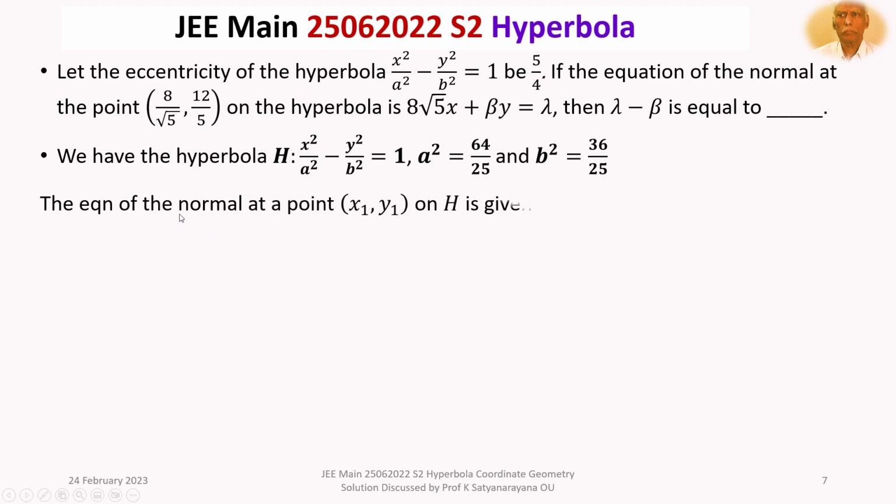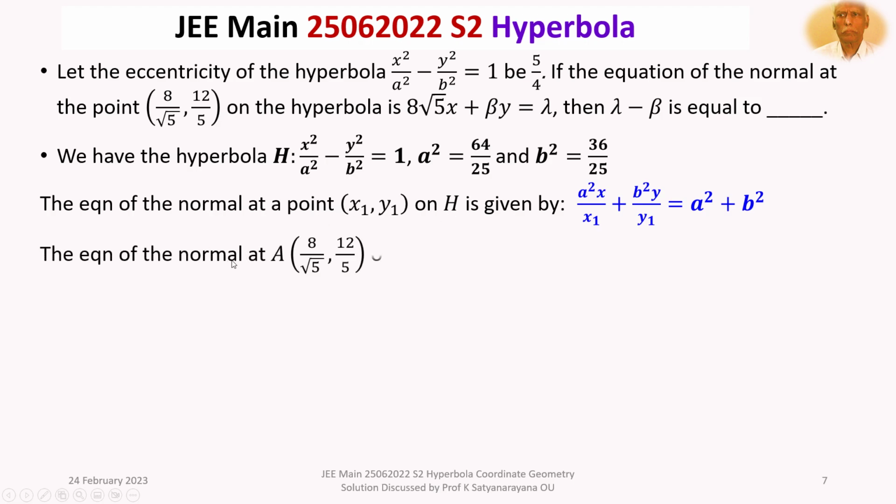Now the equation of the normal at a point x1, y1 on H. Let's recall the formula: a square x by x1 plus b square y by y1 is equal to a square plus b square at the point x1, y1 on H. But now the equation of the normal at A, whose coordinates are 8 by root 5, 12 by 5 on H. So substituting for x1 is equal to 8 by root 5, y1 is equal to 12 by 5, and a square is equal to 64 by 25, b square is equal to 36 by 25 in the normal equation, we get this one.